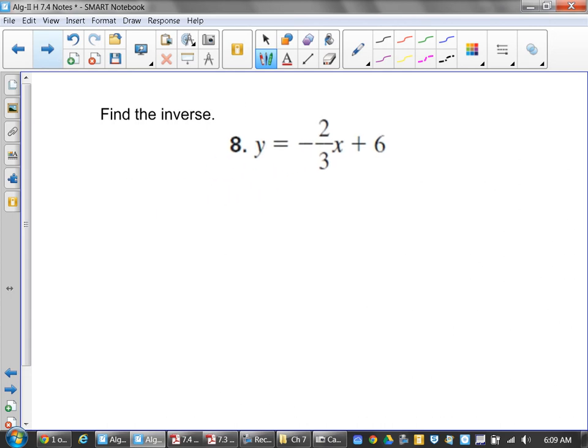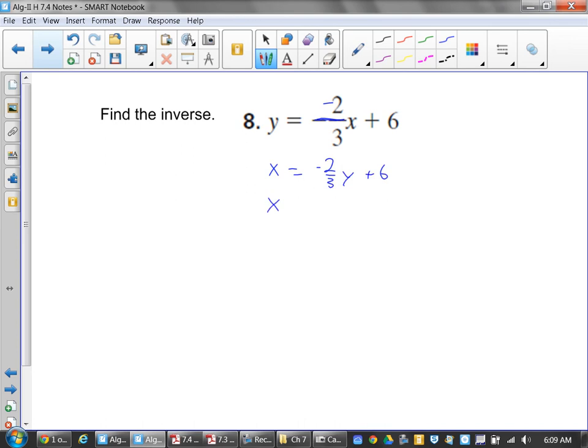Again, I want to find the inverse here. y equals -2/3 x plus 6. When you write it out, sometimes it's easier to just put the negative in the numerator. It's a little bit easier to see. It's one giant fraction bar, right? Rewrite it. x equals -2/3 y plus 6.